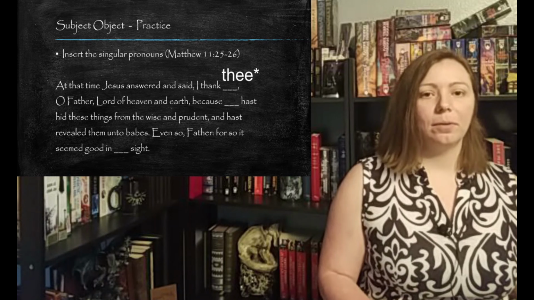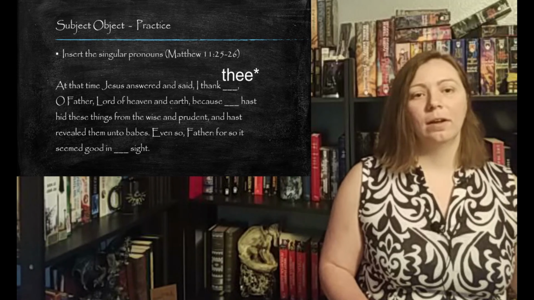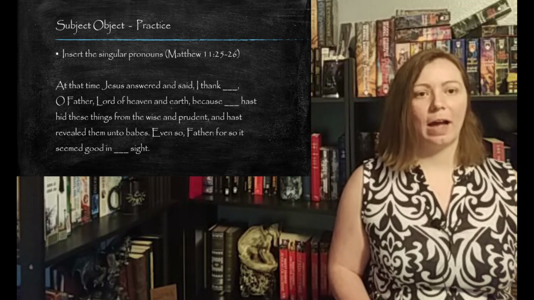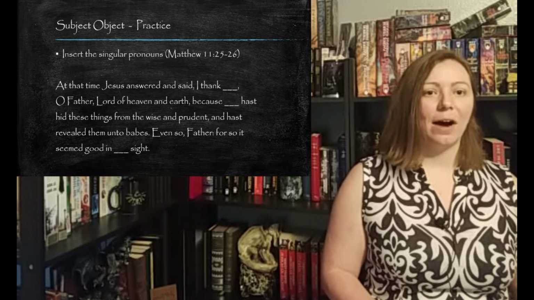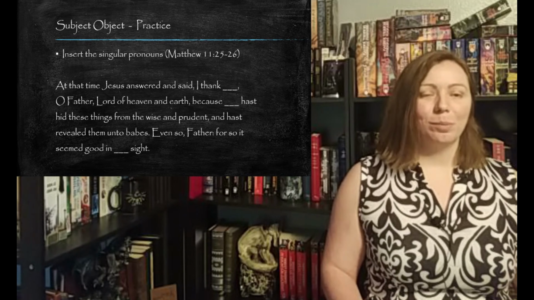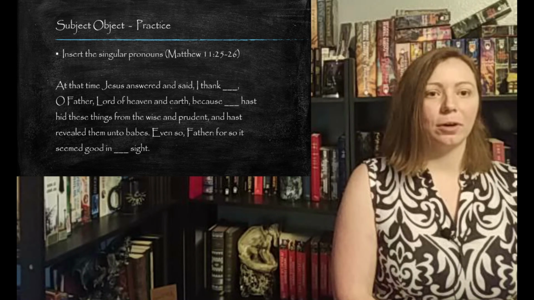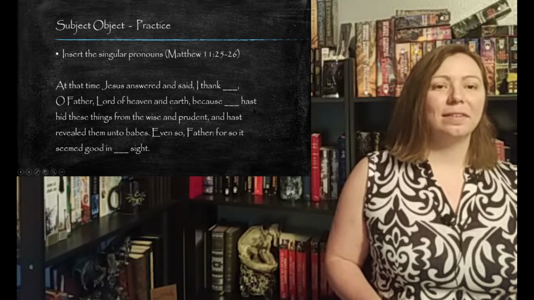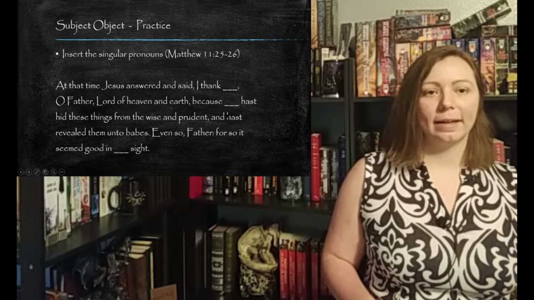I thank you, O Father, Lord of heaven and earth, because blank hast hid these things from the wise and prudent. So hast is an abnormal form of have or has, and you're not familiar with it because it follows thou. Just remember that weird ending, there's probably a thou before it. So, because thou hast hid these things from the wise and prudent, and hast revealed them unto babes. Notice that our subject way up here at thou is still affecting the verbs in the second half of this sentence.